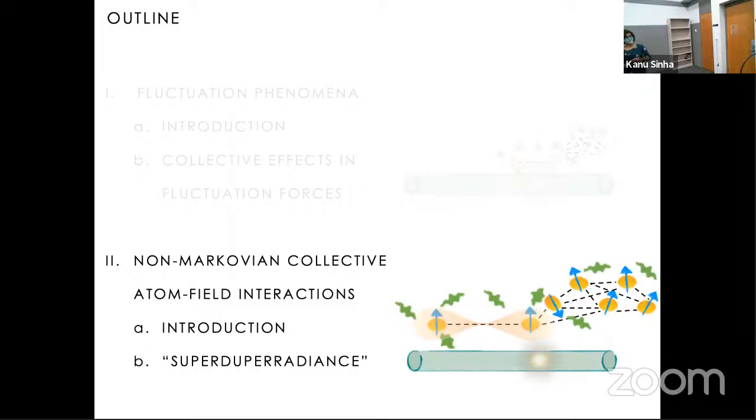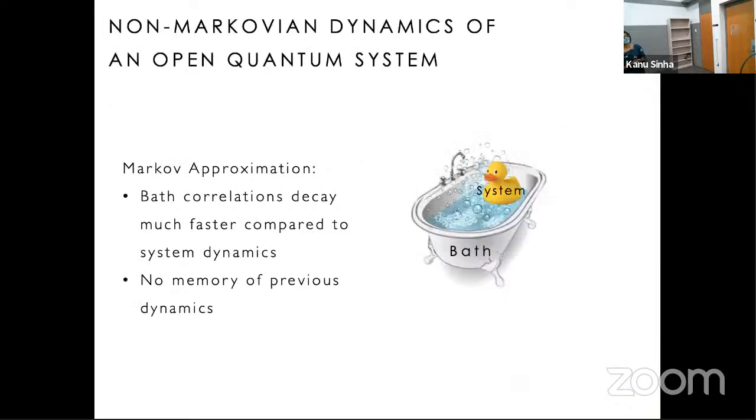Okay. All right. So just to start, I'll first define what I mean by non-Markovian dynamics of an open quantum system. Let's say we have our quantum system of interest that is interacting with a bath. When we make the Markov approximation, what it assumes is that the correlations of the bath decay much faster compared to the system relaxation dynamics, such that the system has no memory of its previous dynamics. So it's a little forgetful system, if you will.